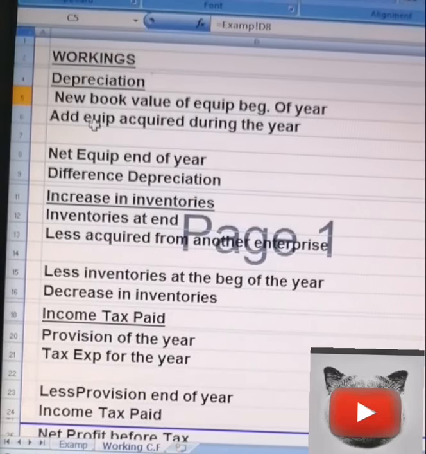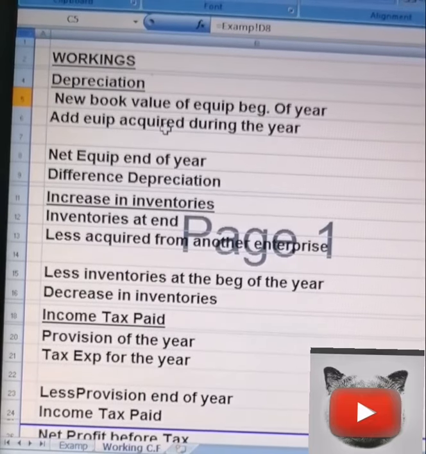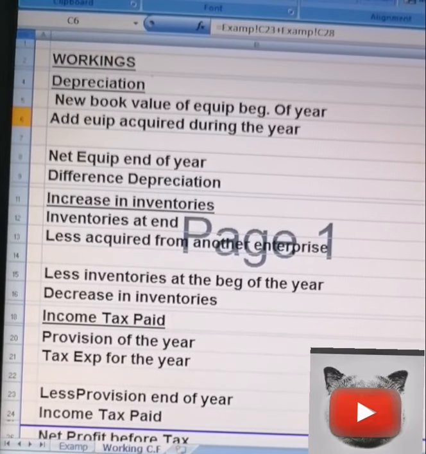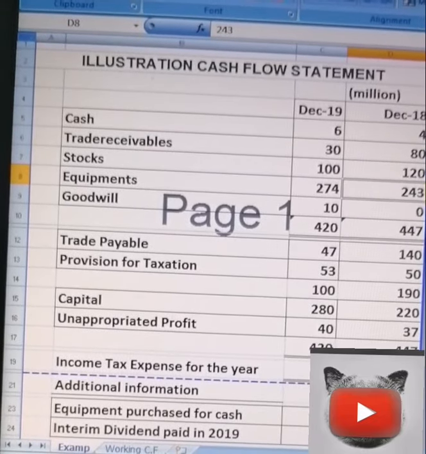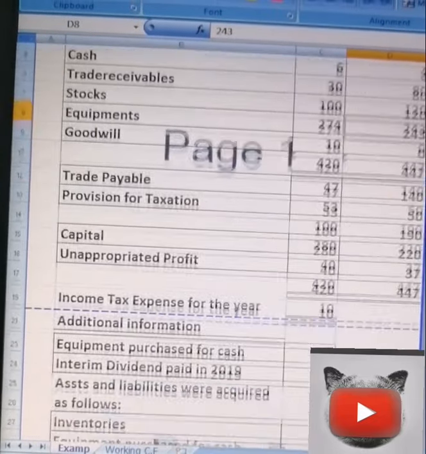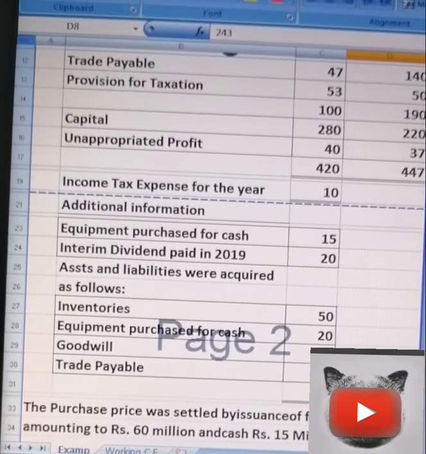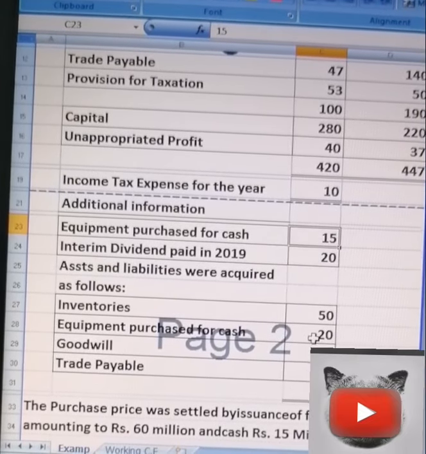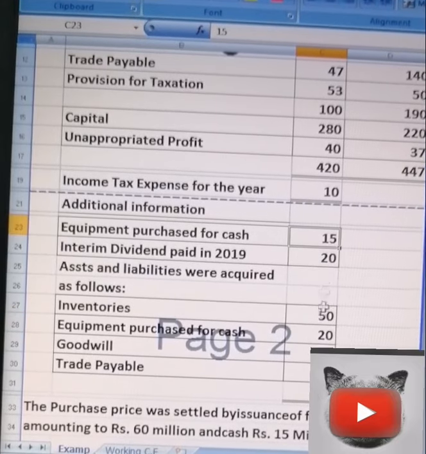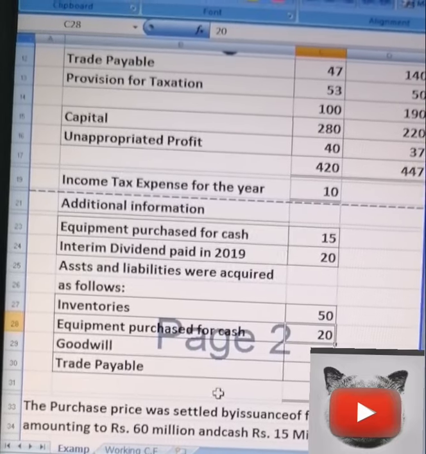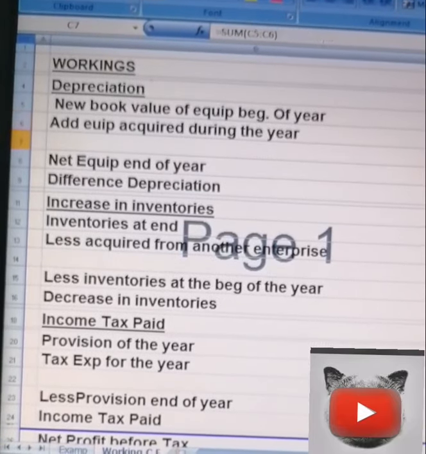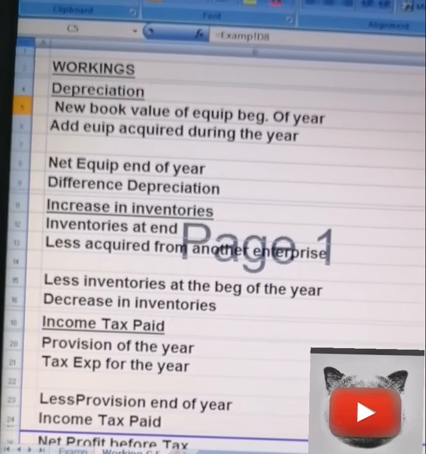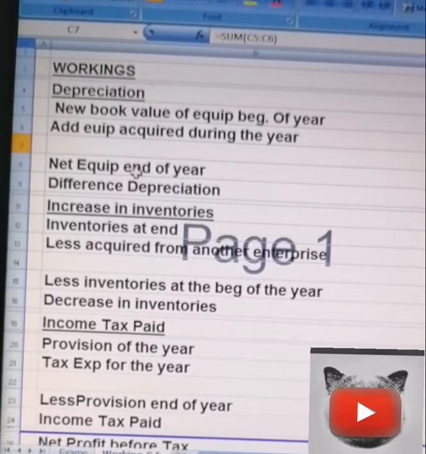What was the addition acquired during the year? 35 million. We go to the example and find how 35 comes. This is 15 million plus 20 million. These two figures adding up come to 35 million. Now it comes to 278 million.